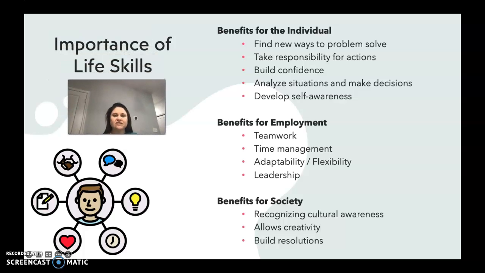The importance of life skills. So the importance can fall under 3 different categories. It can be benefits for the individual, benefits for employment, and benefits for society. For example, life skills benefit an individual by helping them problem solve, building confidence to be able to take on new challenges and analyze different situations to make a positive choice.